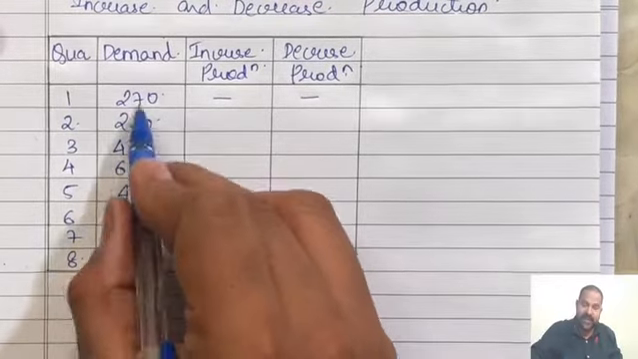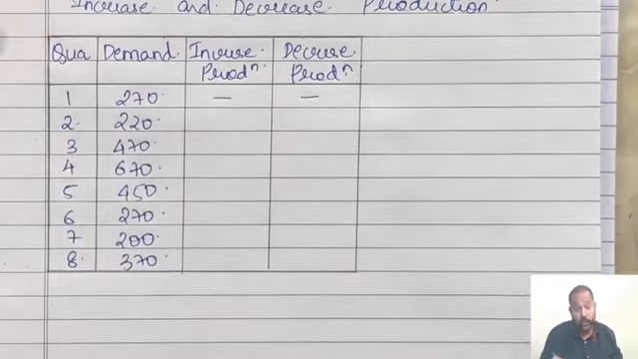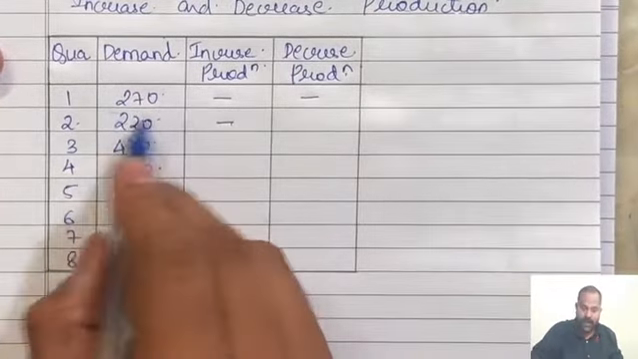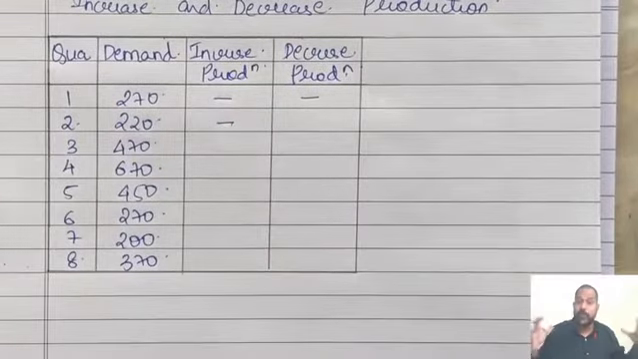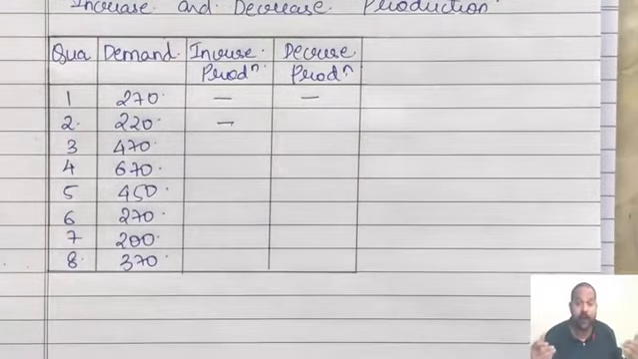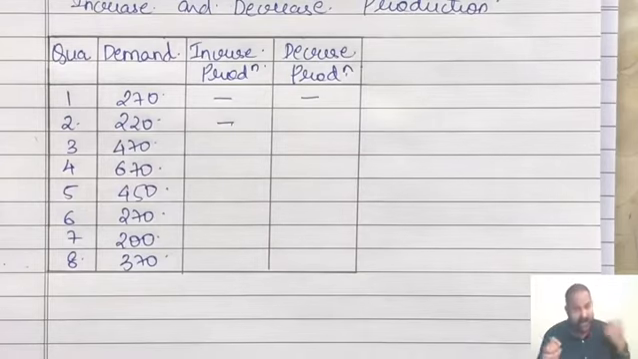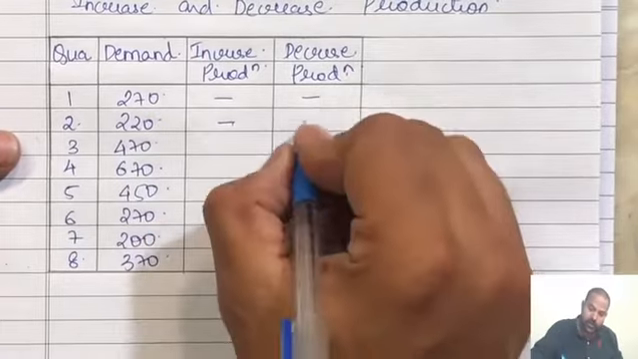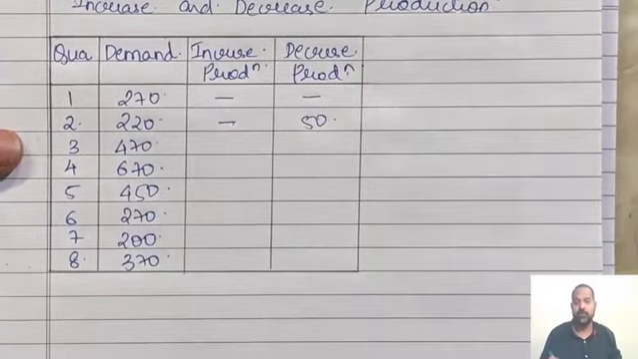Is 220 an increase or a decrease? Well, 220 is a decrease from the previous. In the first quarter, I had set everything up to produce 270 units in a quarter. Now, if in the next quarter you only need 220, I need to decrease production by 50 units.